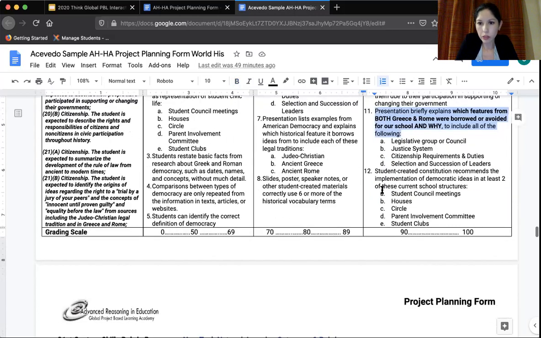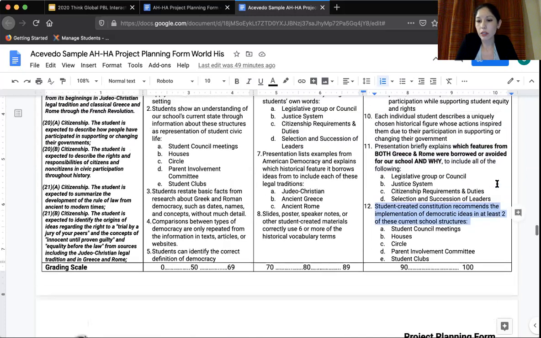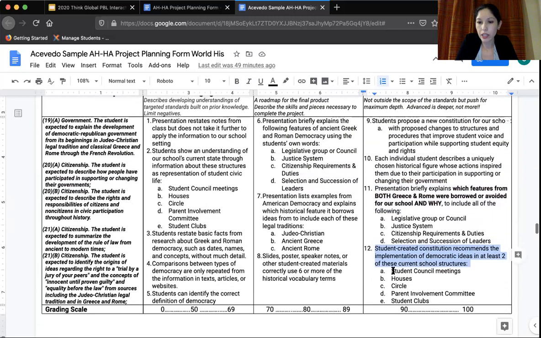All right, student-created constitution recommends the implementation of democratic ideas in at least 2 of these current school structures. So these are again, the different structures that I wanted them to look at: student council meetings, houses, which is like advisory, circle, parent involvement committee, and student clubs. And so once they know enough about those, because they've gathered their bits and pieces, found out what is the parent involvement committee, what do they do, so they do a little bit of preliminary research on those things. Once they do that, then they can actually kind of break them apart a little bit and suggest changes. And so they have to be able to do that in 2.